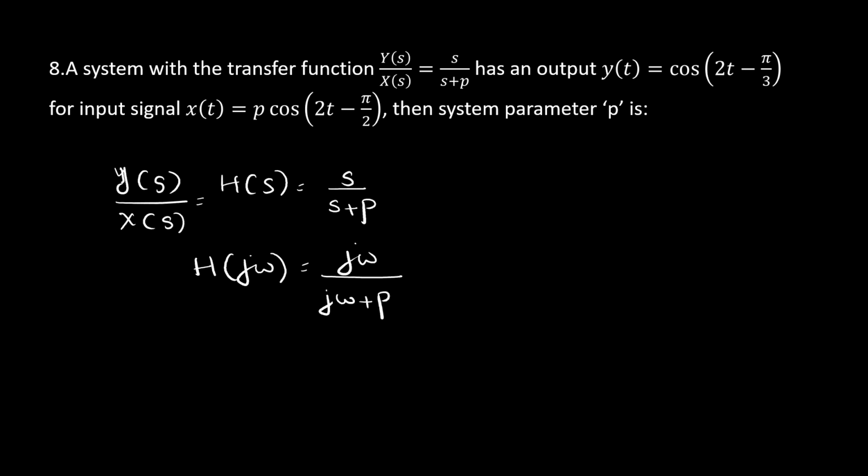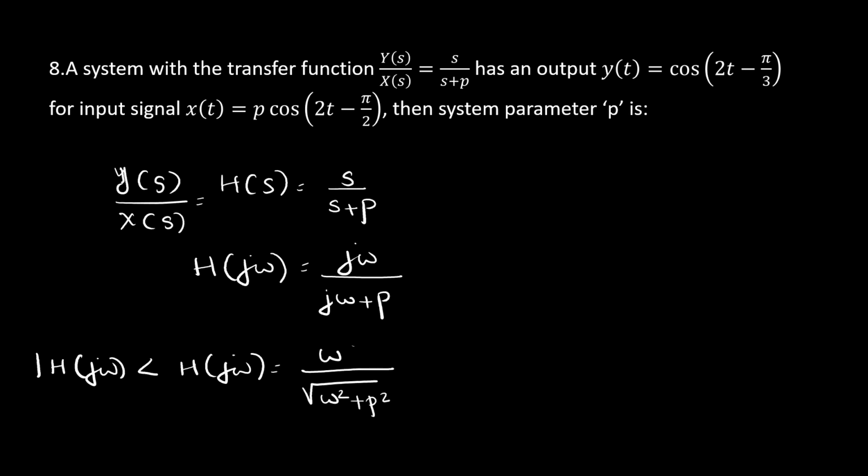Now this H(jω) will have a magnitude, that is the magnitude of H(jω), and also an angle of H(jω). What is the magnitude of H(jω)? That is ω by root of ω² plus p². Now the angle will be, for the numerator, tan inverse ω by 0, that is π/2. And for the denominator, it will be tan inverse ω by p.